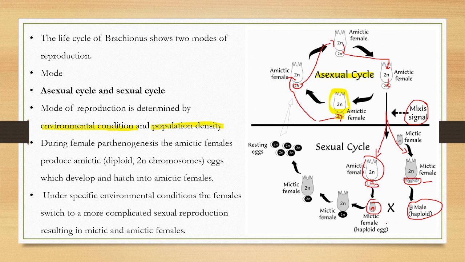So the haploid egg and the haploid sperms, this one, this male produces sperm. So this is a sperm and which combines with the haploid eggs. So both are haploid here. The haploid sperm and the haploid egg undergo fertilization to produce the mictic female. So the mictic females are produced, which produce diploid eggs. So numerous diploid eggs are produced.